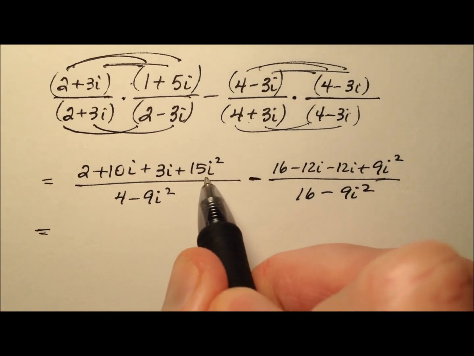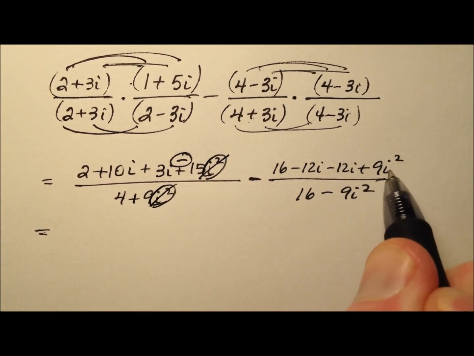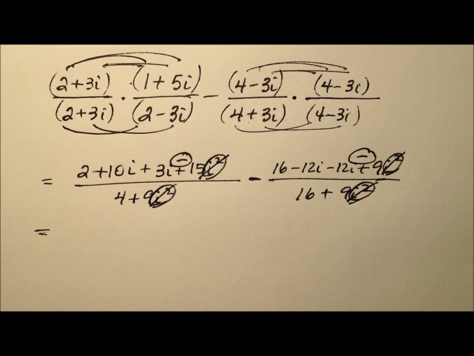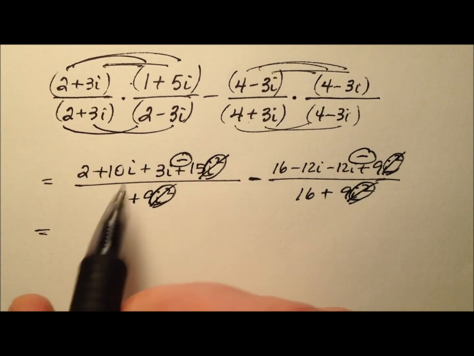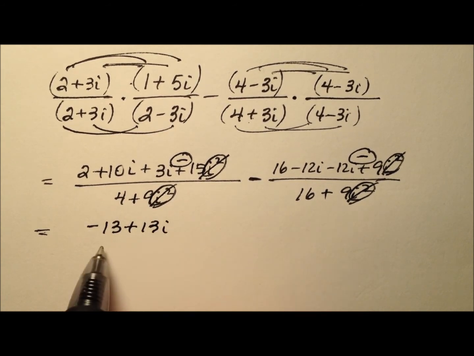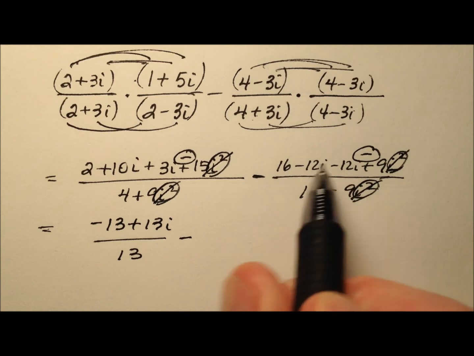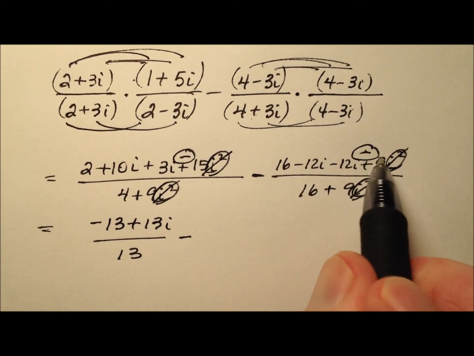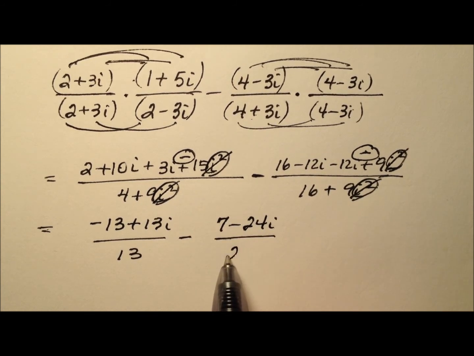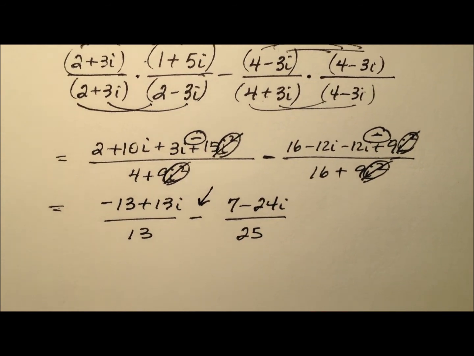Well, alrighty. All of our i squareds are actually negative ones, so I'm going to go ahead and cross all of them out and change the sign in front of each one of them. Alright, so now let's combine like terms. 2 minus 15 is negative 13, and 10i and 3i is 13i. And the denominator there is actually 13 as well, so a lot of 13s. Over here on the right side, we're going to have 16 minus 9, which is 7, and then minus 24i all over 25. And this is a subtraction problem, so let's not forget that rascal.